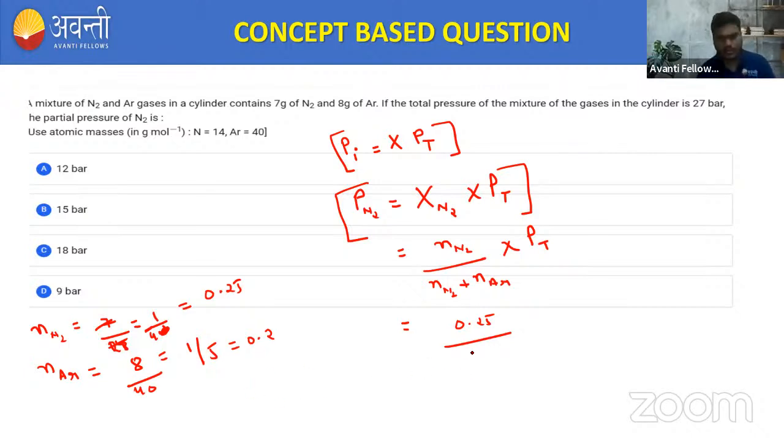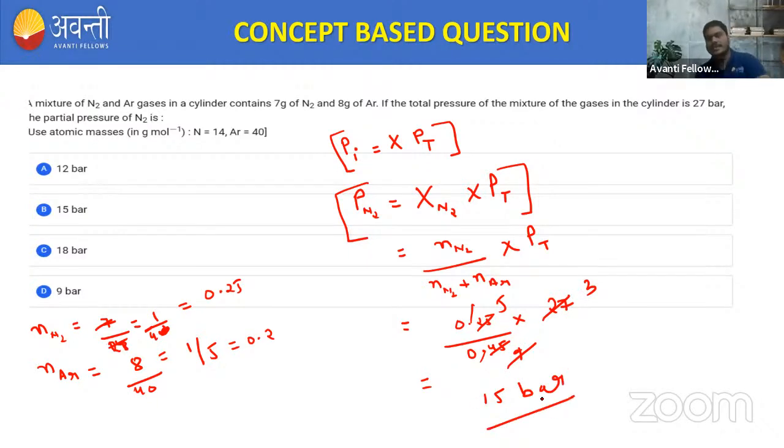ठीक है? तो 0.45 हो गया ये, 0.25 प्लस 0.20 दैट इज 0.45 इनटू टोटल प्रेशर। तो टोटल प्रेशर कितना गिवन है, दैट इज 27 बार। सो बस इसको सॉल्व करना है। सो दिस डेसिमल कैंसिल आउट, 5 9 the 45 and 3 9 the 27, तो 5 3 the 15, so कितना आ गया 15 बार। so 15 bar is the correct answer, right?